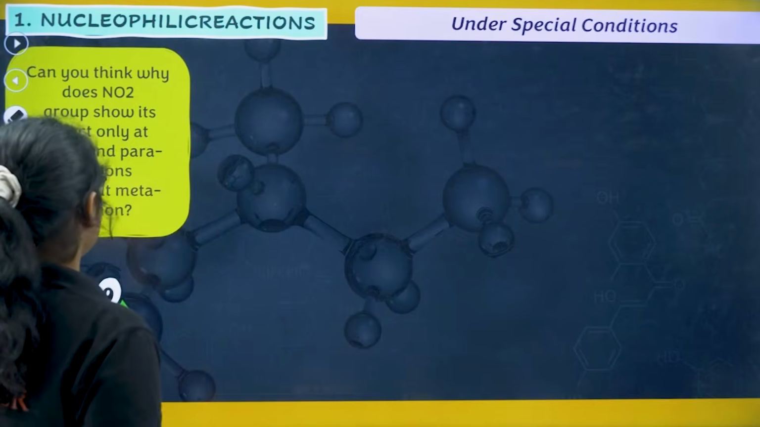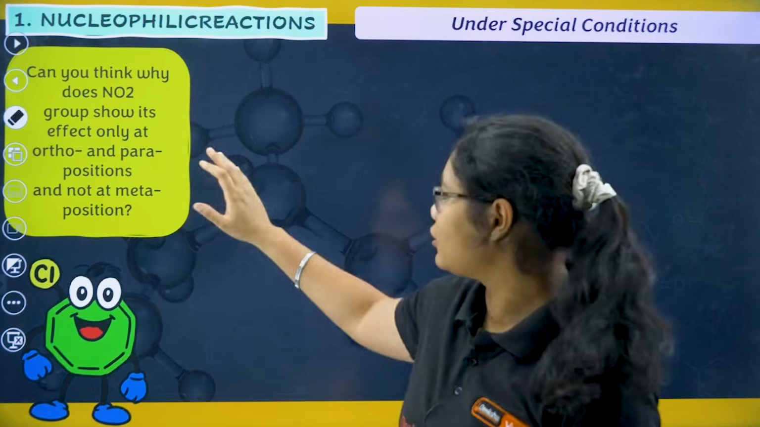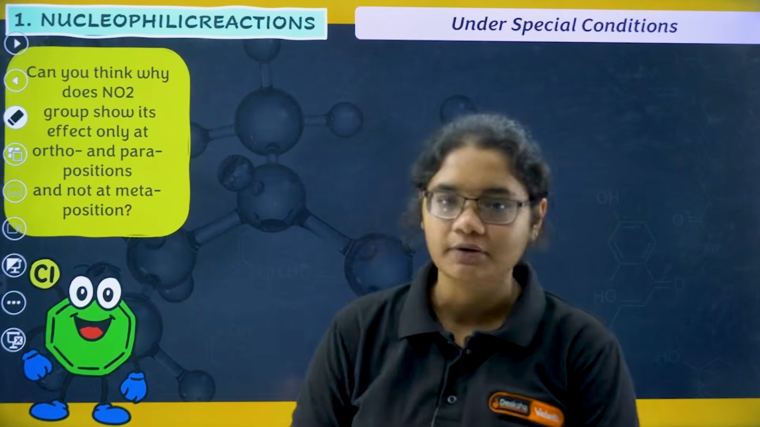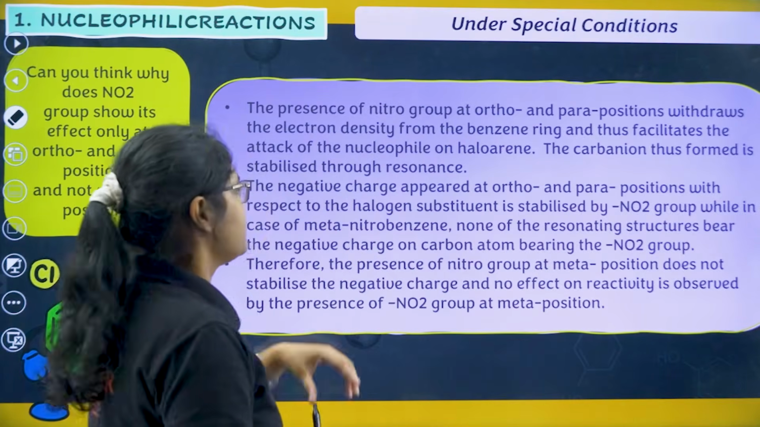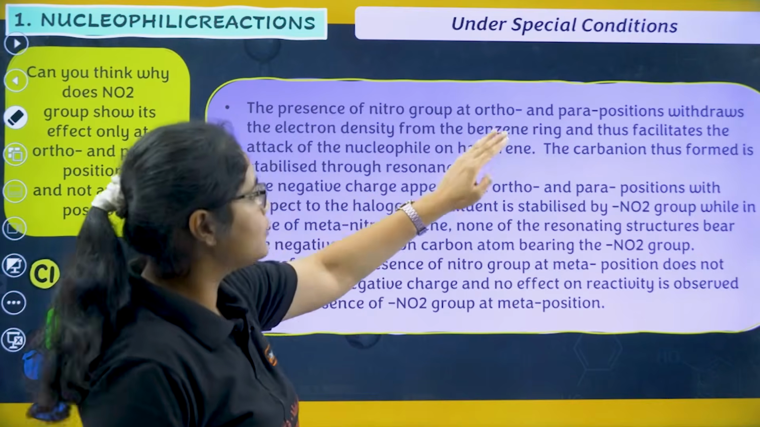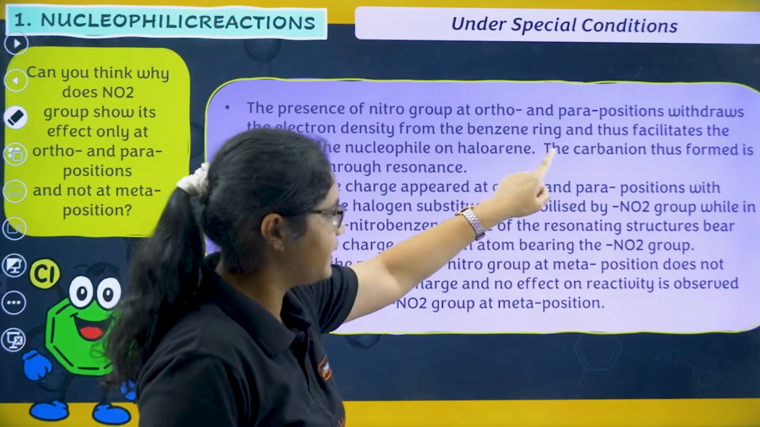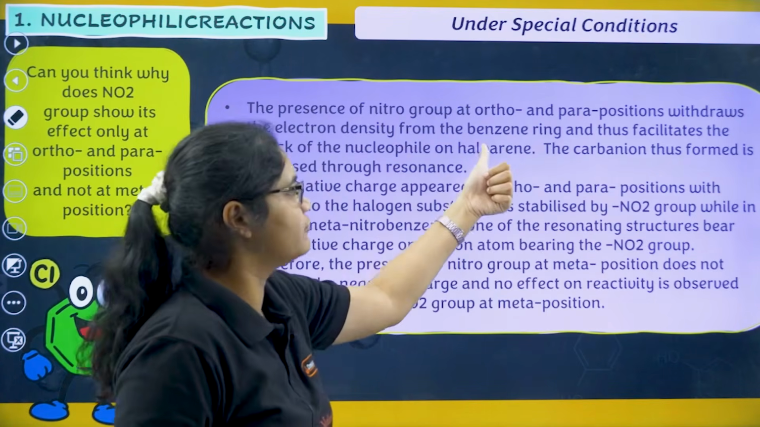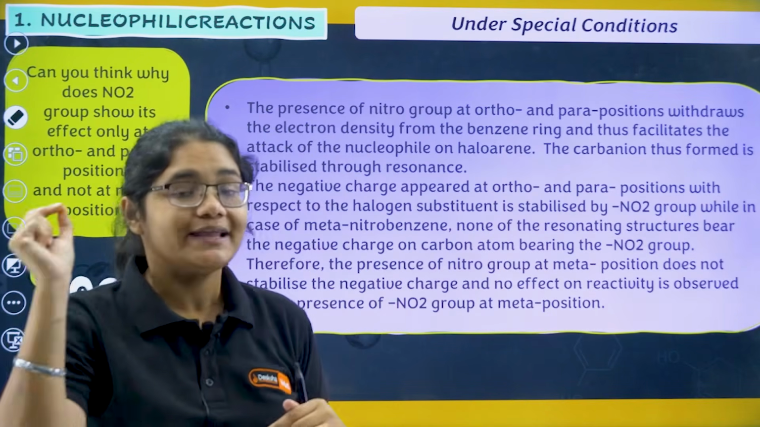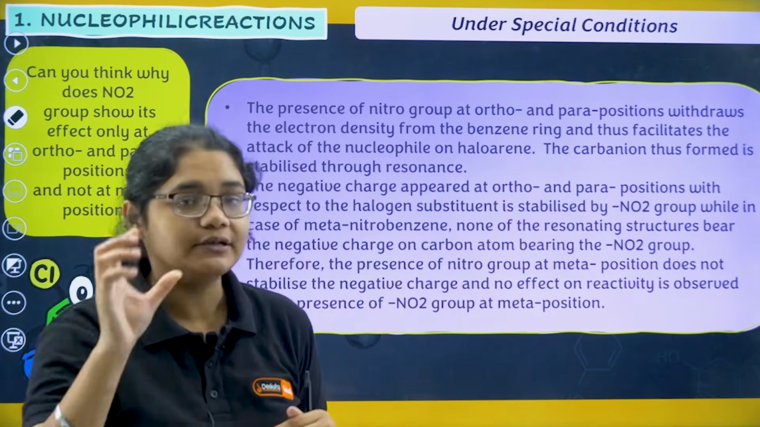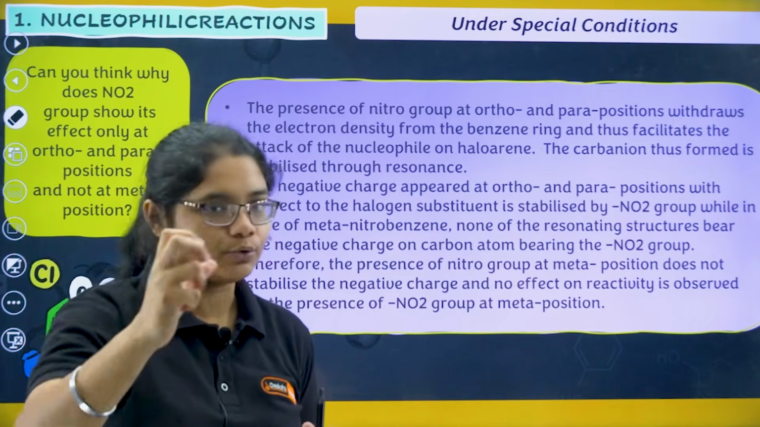Now let's see the next thing. Can you think why the NO2 group shows its effect only at ortho and para position and not at meta position? We have discussed this in detail, but I have a point-wise answer for you also. The presence of nitro group at ortho and para position withdraws the electron density from the benzene ring and thus facilitates the attack of nucleophile on haloarenes. So whenever this electron withdrawing group is present at ortho and para position, then only it can withdraw electrons and facilitate the attack of nucleophile.